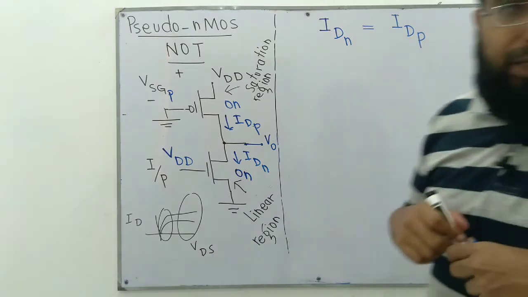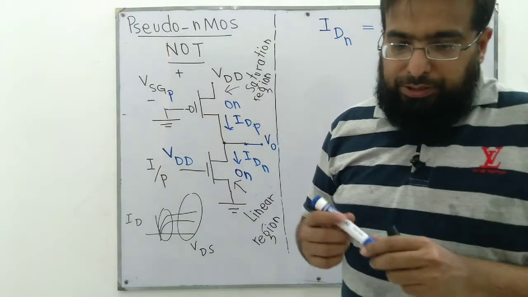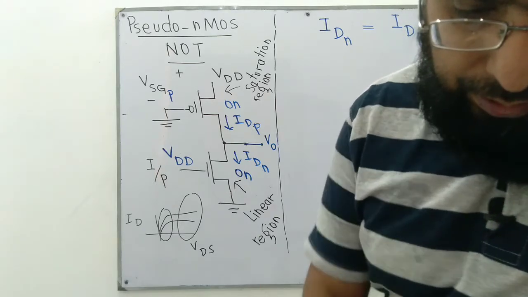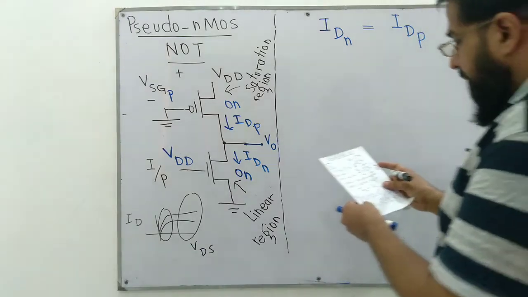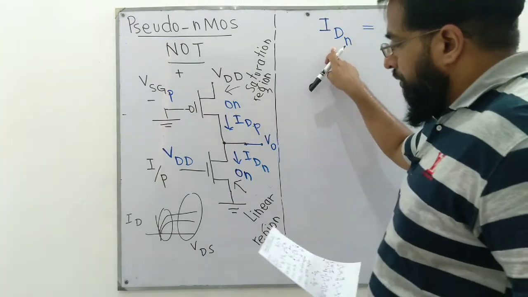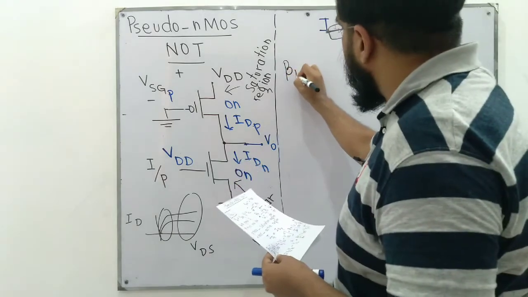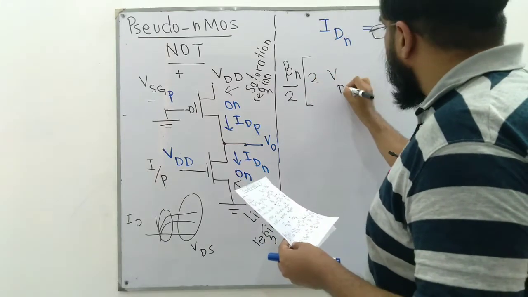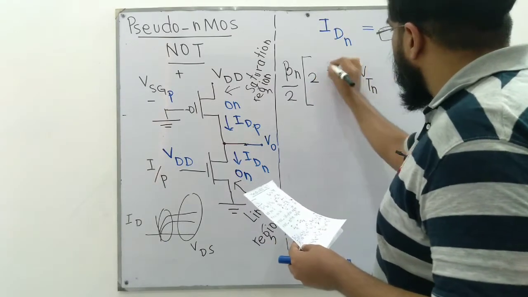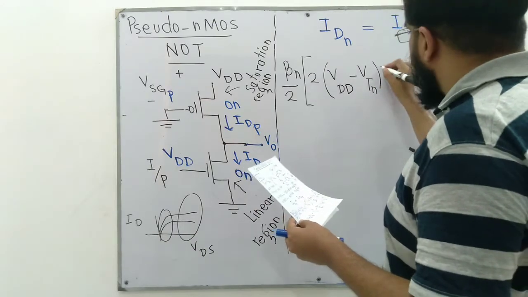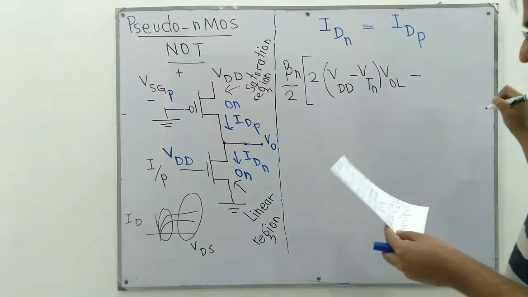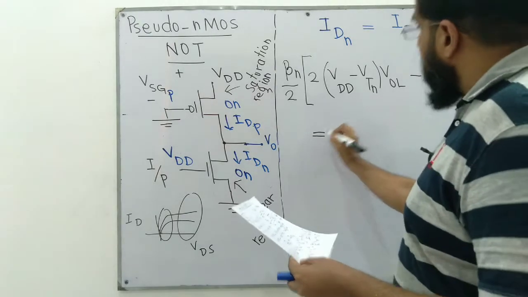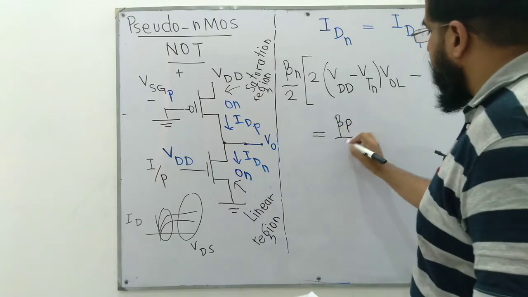So for drain currents, we have two different formulas when the transistors are in saturation or in linear regions. Since this nMOS transistor is in its linear region, we have a formula to compute its ID, which is beta N by 2 times 2 (VDD minus VTN) VOL minus VOL squared. This is given in my notes as well as in the book. This is equal to IDP, which is beta P by 2.